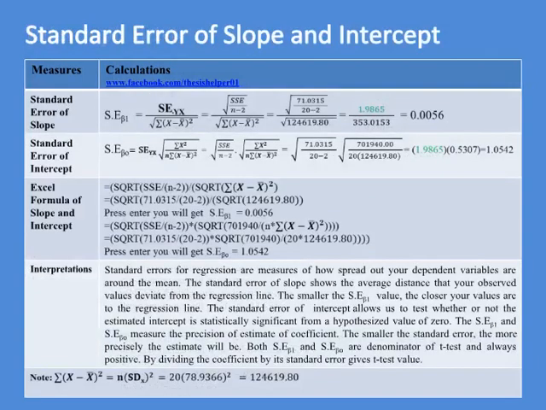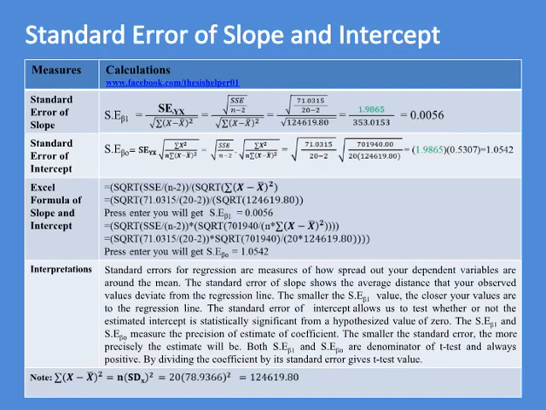Standard error of beta1 is equal to dividing the standard error of regression by the square root of the sum of squared differences around the mean. By putting values, we get standard error of beta1 is equal to 0.0056. Standard error of beta naught is multiplying the standard error of regression by the square root of sigma x squared divided by sample size and sum of squared differences around the mean. By putting values, we get standard error of beta naught is equal to 1.0542. The MS Excel formulas of standard error of slope and intercept are given to help get the same answer as computed by MS Excel.